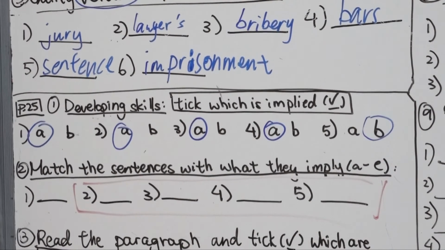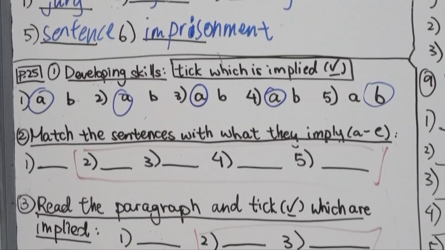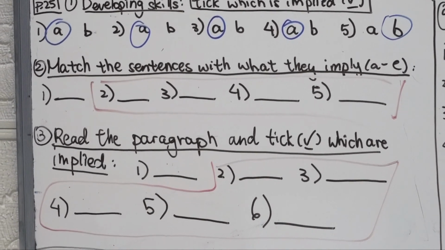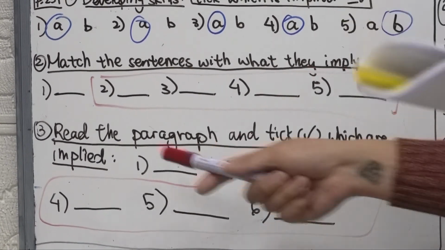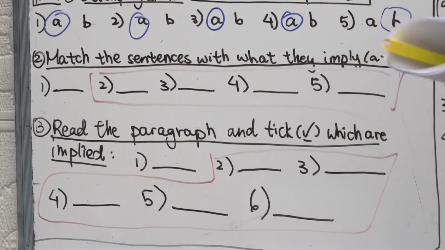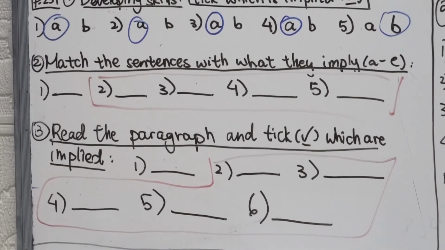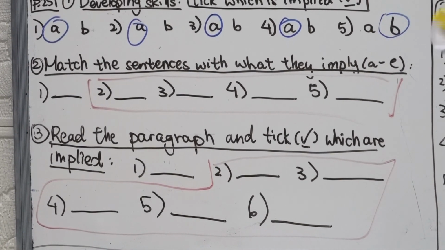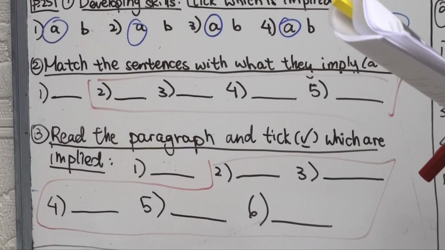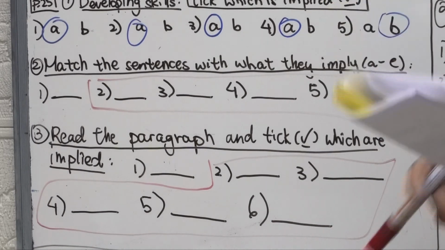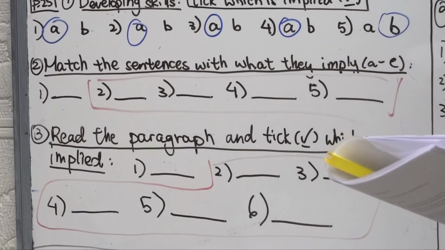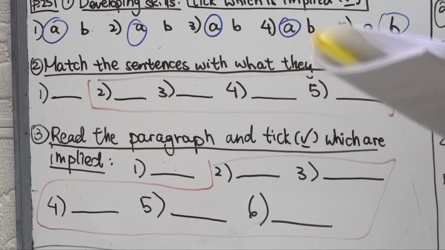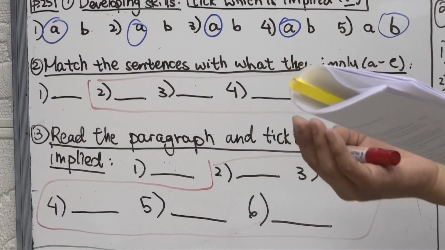All right. So let's go to 2, okay? For 2, match the sentences with what they imply from A to E. Very easy. So this was his 10th offense, 10th time doing a crime, but the first time he had spent any time behind bars. So this is the first time he spent his sentence in jail, even if he has done 10 crimes, okay?